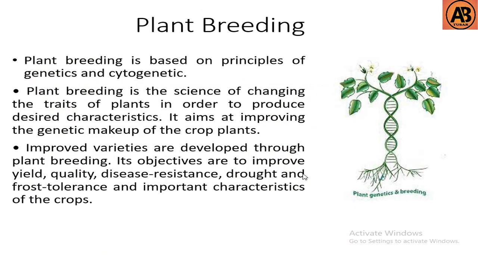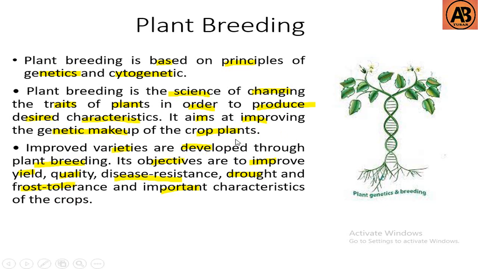What is plant breeding? Plant breeding is based on principles of genetics and cytogenetics. Plant breeding is the science of changing the traits of plants in order to produce desired characteristics. It aims at improving the genetic makeup of the crop plants. Improved varieties are developed through plant breeding. Its objectives are to improve yield, quality, disease resistance, drought and frost tolerance, and other important characteristics of the crops. So this is the definition of plant breeding.